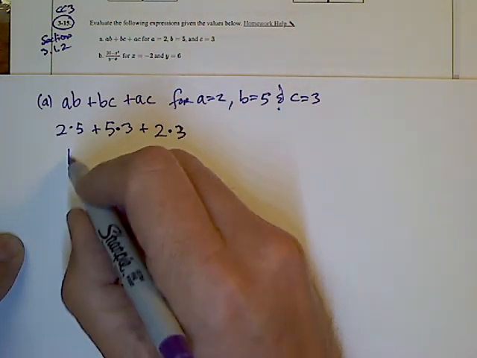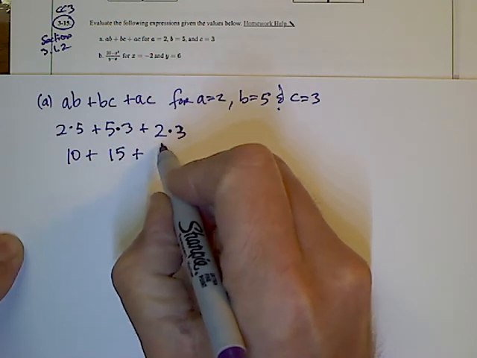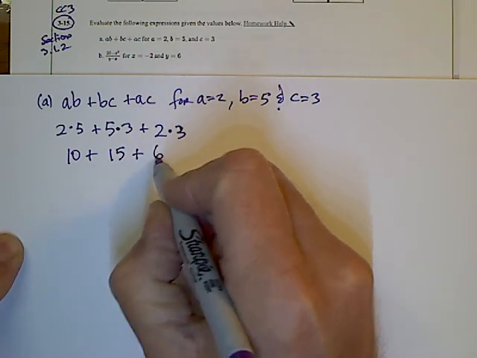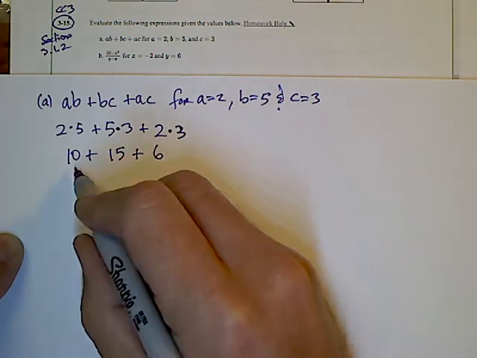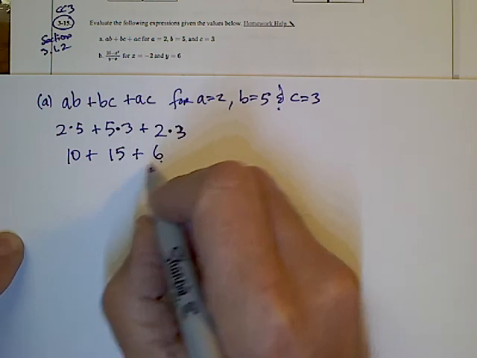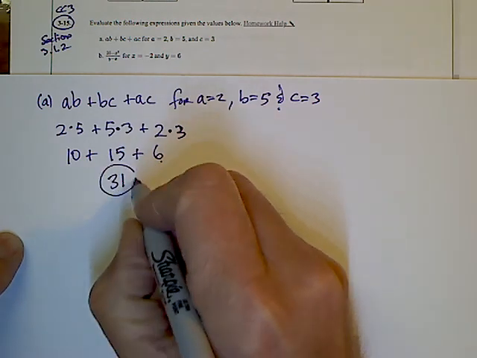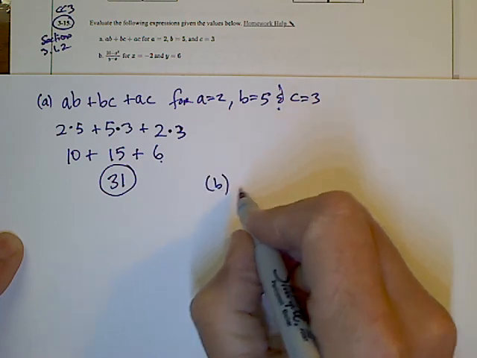So 2 times 5 is 10, 5 times 3 is 15, and 2 times 3 is 6. So I did all my multiplication first, and then my addition. My addition is, we have 25 plus 6 is 31. So there's A. So then B, I'll rewrite B.